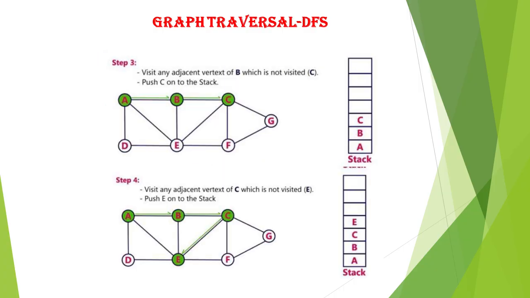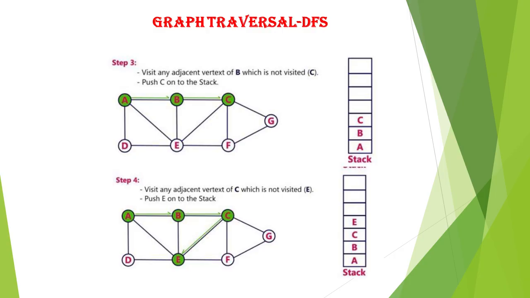From B, visit a vertex, say C, which is adjacent. There are many vertices adjacent to B, that is C, E. Both the vertices are adjacent, but we are visiting in alphabetical order. So let us visit C. So push C onto the stack. Step 4, from C we have to visit only one vertex. For C, E, F, G are the adjacent vertices, where E comes first in alphabetical order. So visit E first. So push E onto the stack.